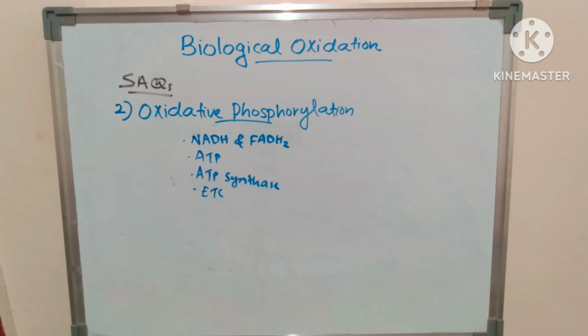Second one is oxidative phosphorylation. Oxidative phosphorylation is the final stage of aerobic respiration occurring in the inner mitochondrial membrane. Here NADH and FADH2 are oxidized to produce ATP. It involves electron transport chain that pumps protons and creates a gradient used by ATP synthase to phosphorylate ADP.